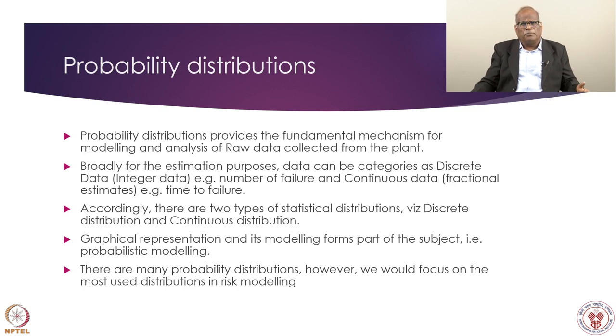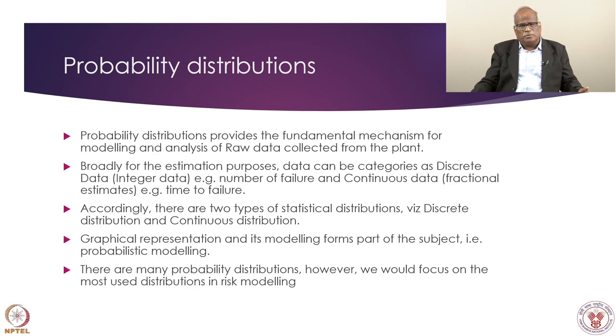Let's say we had n number of demands for a pump to start, and how many times it failed. So these two are complete integer numbers. Suppose it has failed twice, so 10 demands, 2 failures, so 2 by 10 is a discrete distribution. The data is discrete, so it is called discrete distribution. And that's how we estimate reliability and risk, availability and all.